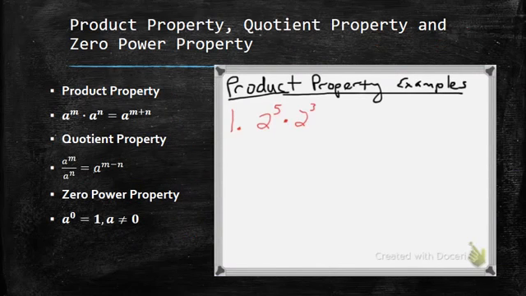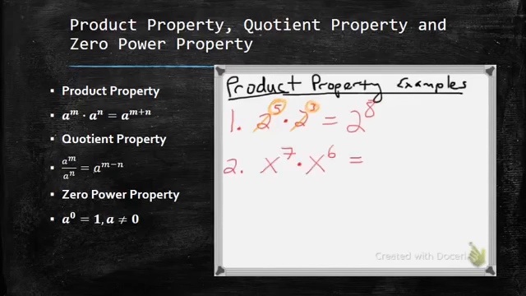We're going to look at product property examples. Remember, the product property tells you when you multiply, you add. So we're going to look at this one. We have the base of 2, exponents 5 and 3. So we will add those up. We will get 2 to the power of 8. So now we have x to the 7th times x to the 6th. We add the powers, so we're going to get x to the 13th.